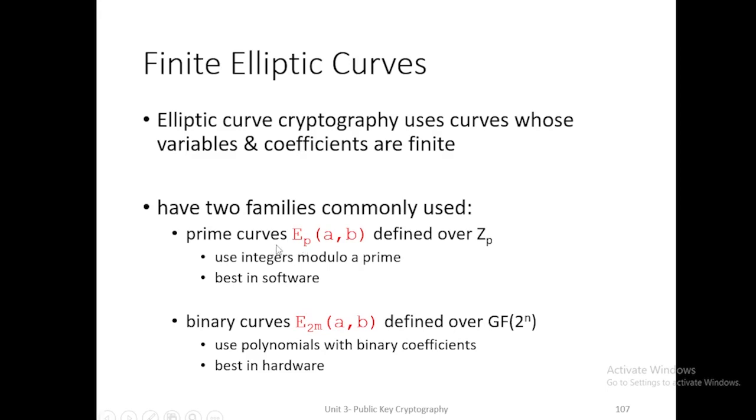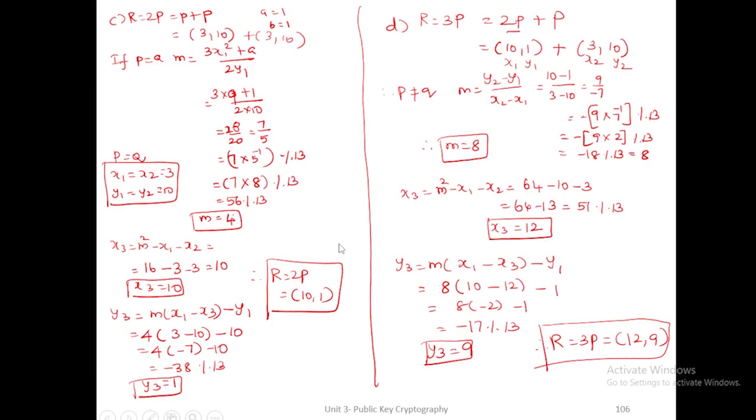A curve may be of two types: either a prime number curve or a binary curve. Prime curves are denoted as E_p(a, b). We calculate it over Z_p and do modulus operations here. In this way, the calculations were done in the previous class.